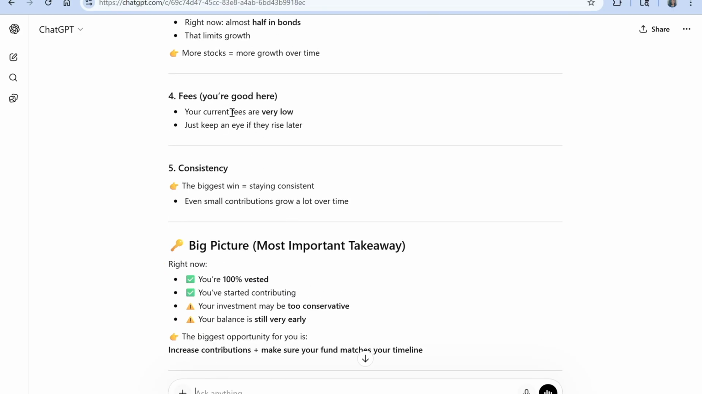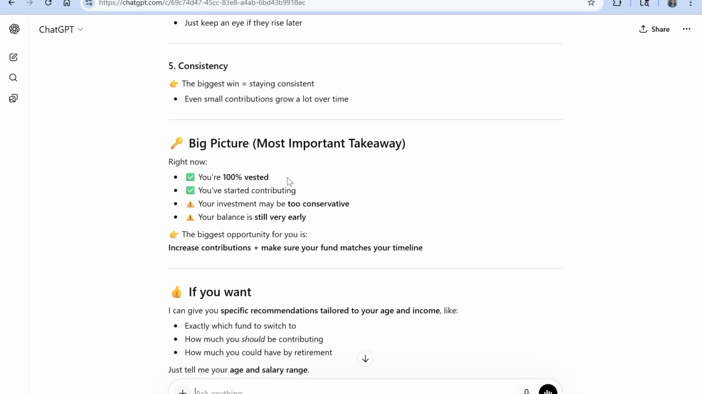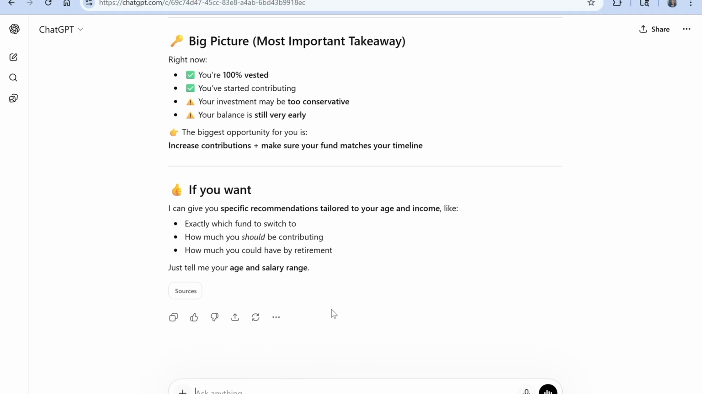And it also answers the questions about fees. It's telling me my fees are very low. And it also talks about my consistency. So this is the biggest win for me. I'm staying consistent, so that's good. So here's the big picture and the takeaway. I love this because it gives you an analysis, and it kind of gives you the big picture. So it tells me what to do, and it also gives me another option for advice in case I want to get a little bit more aggressive with my retirement.